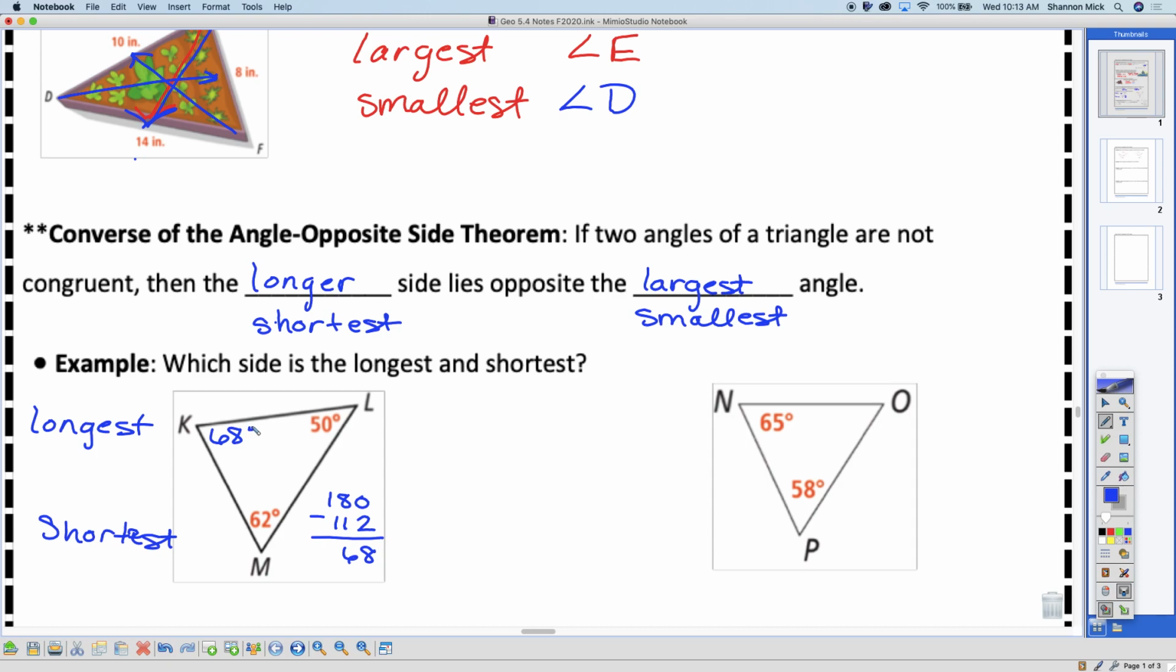So to get the longest side, I need the what angle? Largest angle. Cole? So the largest side would be ML. Or LM. Alphabetical order, right? And don't forget your bar. Is that LM? Because the biggest angle is 68. What's the side across from 68? LM.